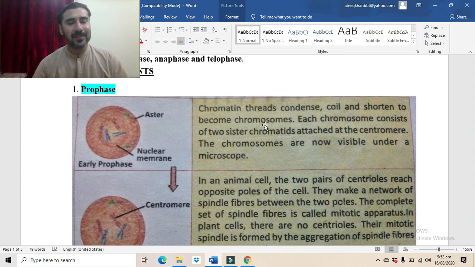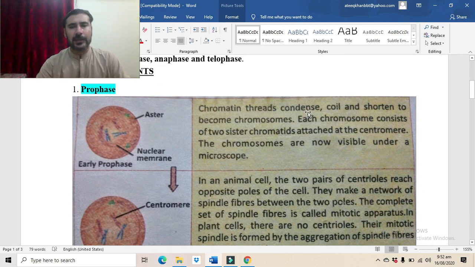Secondly, the nucleolus will disappear. Third, the spindle fibers will be formed. And fourth, the nuclear membrane will break down. These are the four changes which will occur in the prophase. Now we will move towards the detail.